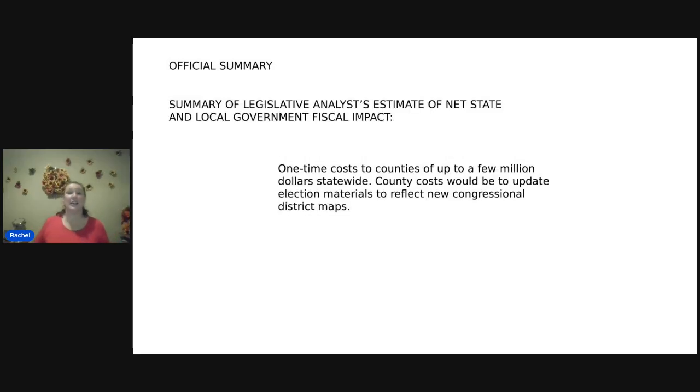Summary of the legislative analysis, estimate of net state and local government fiscal impact. So what do we pay? There's a one-time cost to counties of up to a few million dollars statewide. The county cost, as I mentioned before, is to update the election materials or the ballots to reflect the new congressional maps, because some people will change.